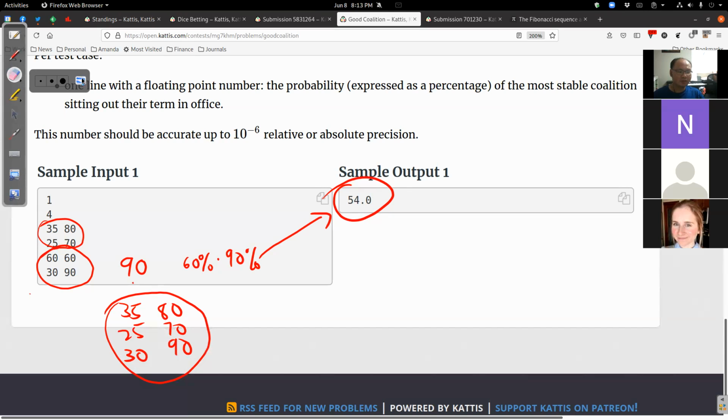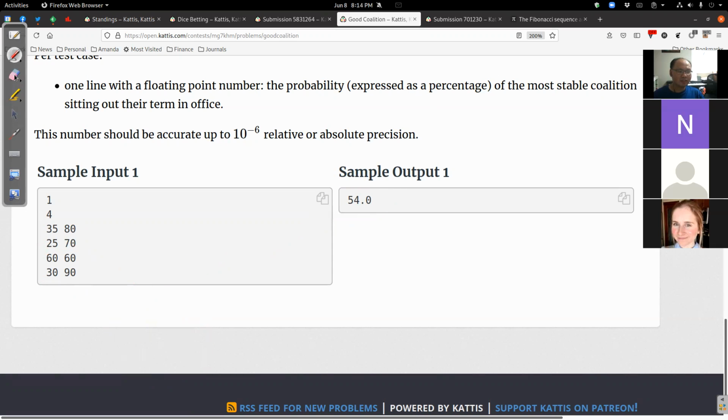You want to find a bunch of parties, put them together so that the total size is at least 76, and the product of the probabilities that you chose is maximized.